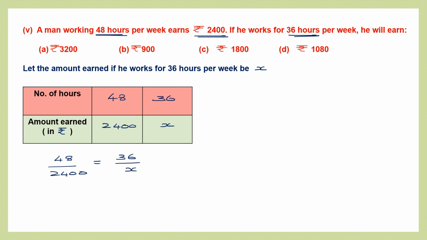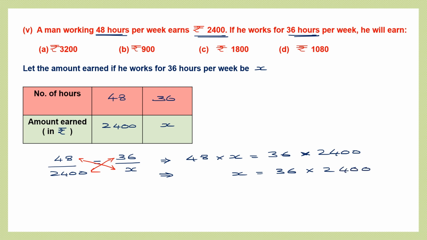Now we can do cross multiplication and find the answer. So this is cross multiplication here. So here what do we have? 48 into x is equal to 36 into 2400. So now we're going to find the value of x. X is equal to 36 into 2400 divided by 48. So let's see what we can cancel here. Let's use 12 and cancel 36 and 48. 12 threes are 36, 12 fours are 48.